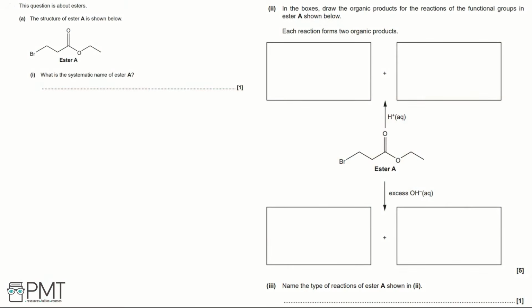This question is about esters. Part A. The structure of ester A is shown below. Part 1. What is the systematic name of ester A? Esters are made from an alcohol and carboxylic acid.